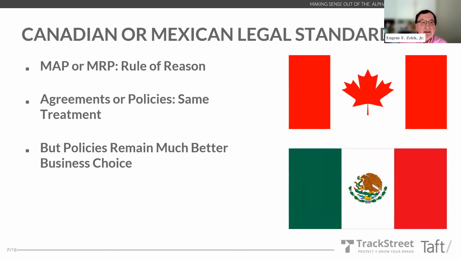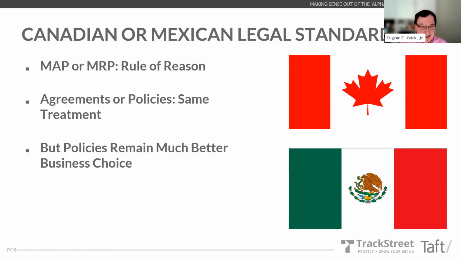Okay. What about the rest of North America? In both Canada and Mexico, MAP or MRP is covered by the rule of reason. And it doesn't matter whether there are agreements or policies, you get the same treatment. So rule of reason, very favorable. Canada up until 2009 made anything dealing with resale price, even MAP policies that at least imply a minimum resale price, criminally illegal in Canada.